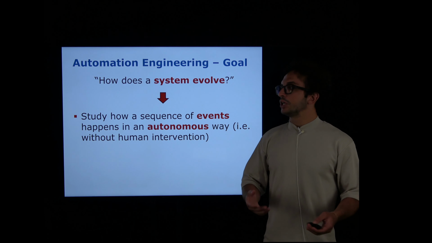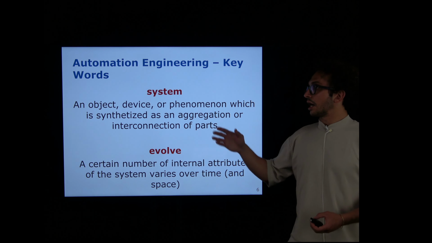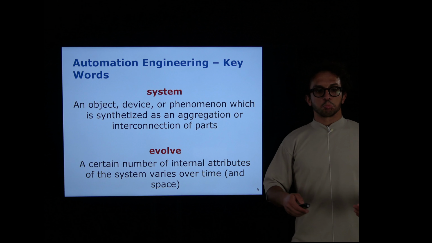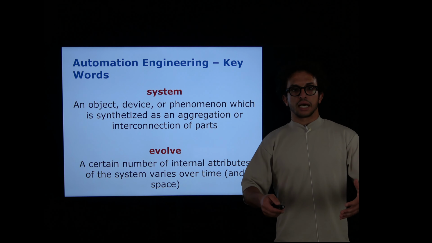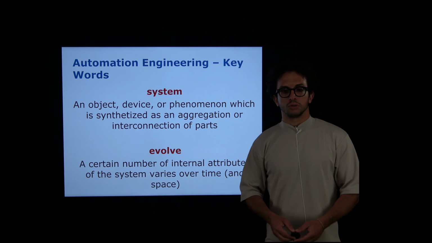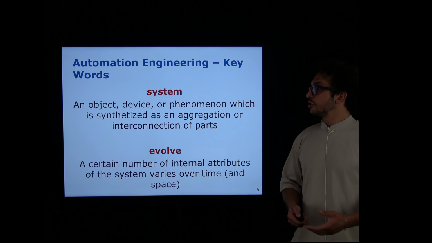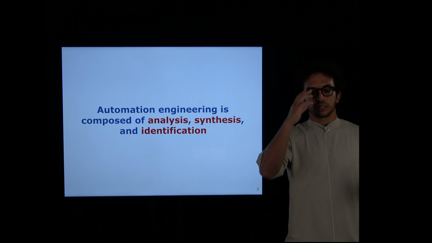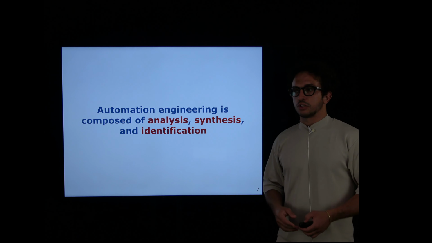So we now have two keywords already for automation engineering. One is system, which is this aggregation of parts, and one is evolution, where some internal variables of the system vary over time, and they do not need human intervention to do it. Now, automation engineering in general is composed of three parts: analysis, synthesis, and identification. And we will deal with some of these during the course.